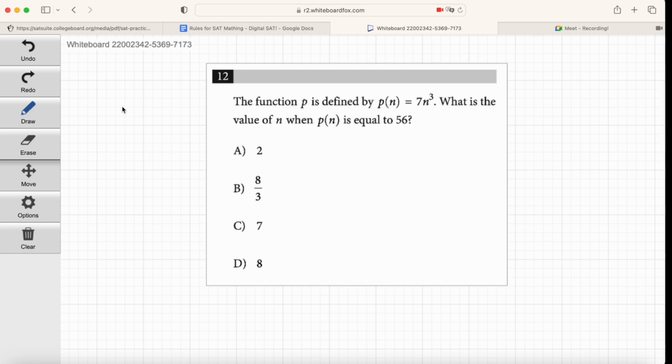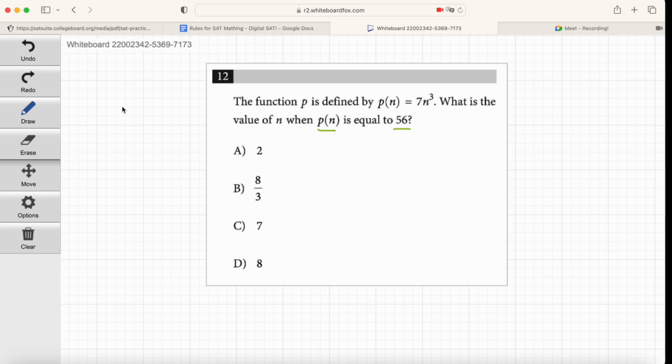A lot of students struggle with understanding and interpreting function notation. But all this question is saying, for anybody watching the recording where it isn't clear, is that the p of n value, which is like your output or your y value in a function, is 56. So we can literally replace p of n with 56. Does that make some sense, why we can do that?